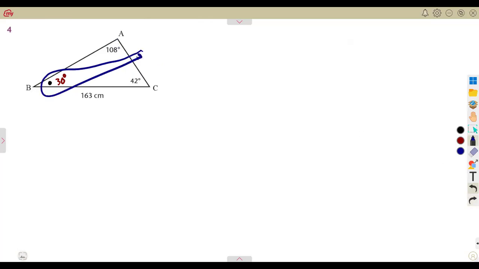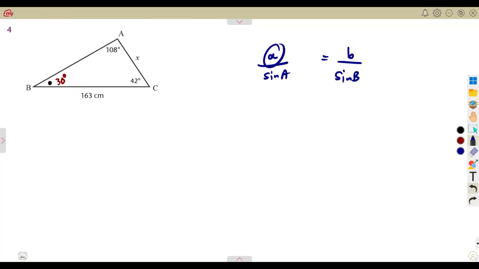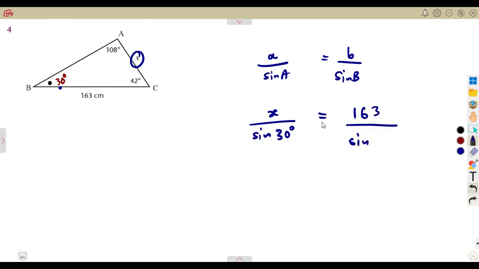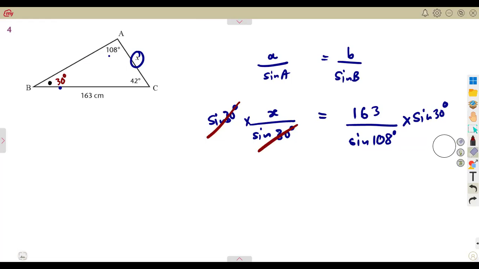So X over this, just like what we had before. You're just going to have a over the sine of A is equal to b over the sine of B, where a is the side that you are calculating. So you're just going to write X over the sine of the angle corresponding there, which is equal to the side corresponding to another angle. So that is 163 over the sine of that corresponding angle of 108. So that's it. We can calculate our X. This one is just a repetition. Multiply by sine 30 here, so this was going to cancel.